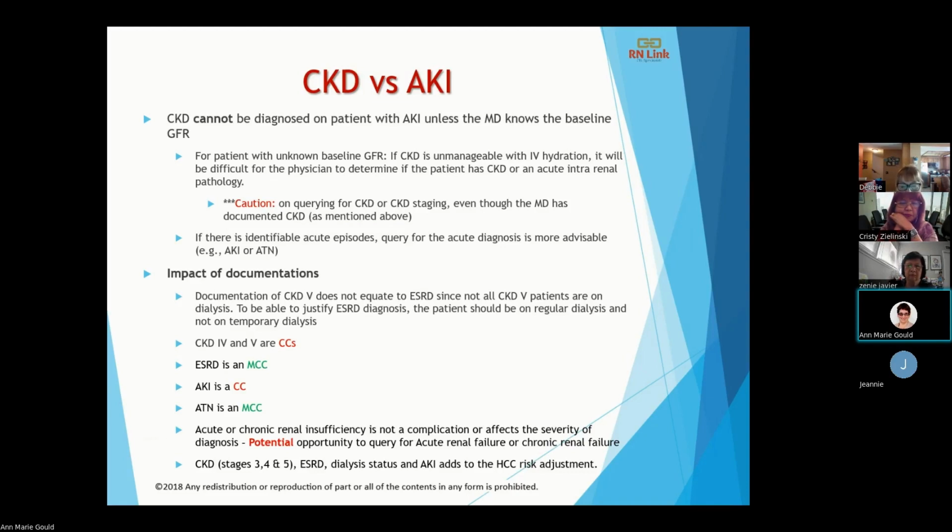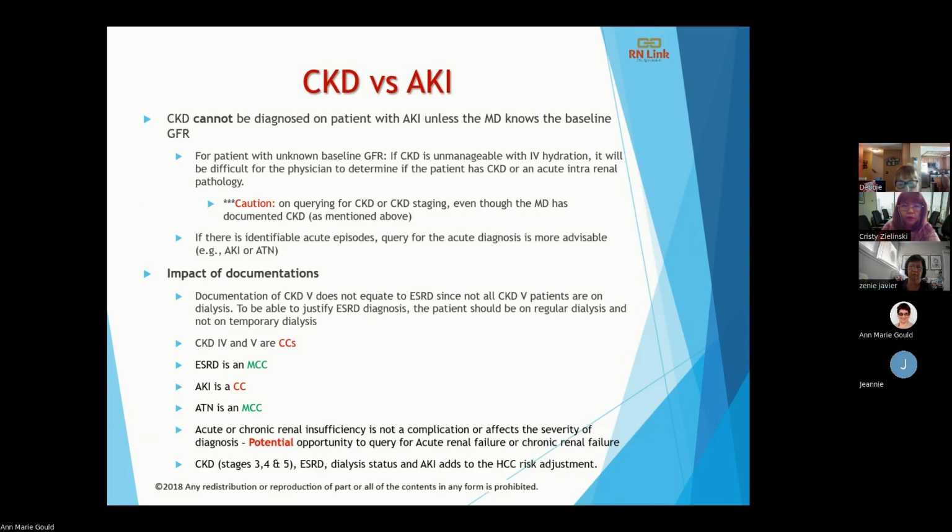So sometimes the patient may come in with CKD5 and they're in fluid overload, so they may have acute renal failure going on top of their CKD5, and they may have to do temporary dialysis, but they're not on it permanently. Unless the doctors say, oh, we've got to get a chair, they're going to be on permanent dialysis. That's a different story. Then you can justify that end-stage renal disease diagnosis.